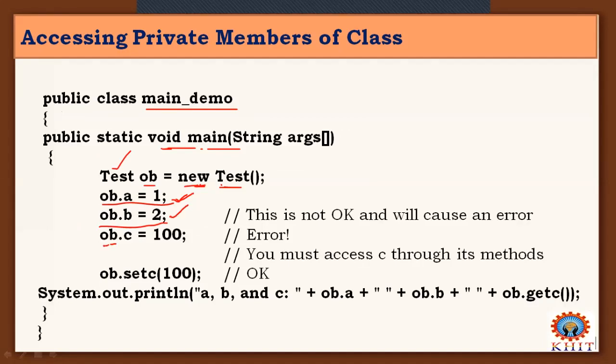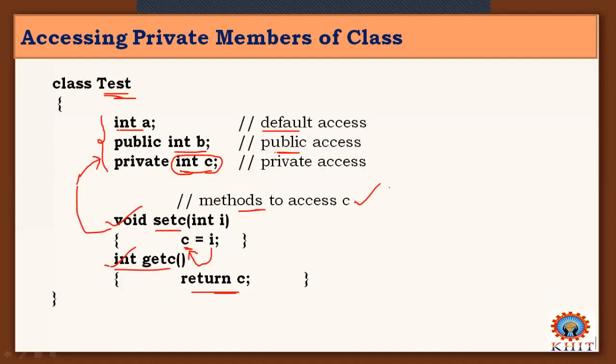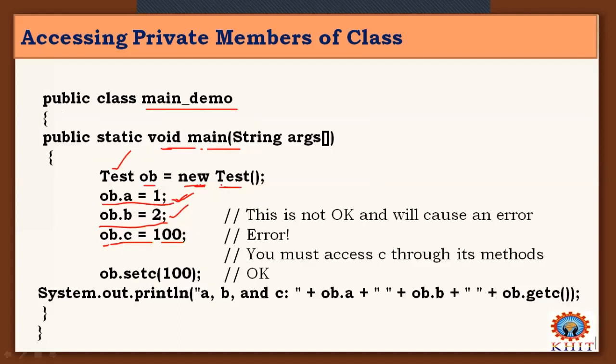Now coming to ob.c = 100. Is it possible? c is a private variable of the class Test. How can I access it, even by creating an object? It simply gives an error. It is not possible. It is a private variable. You cannot access it directly, even through an object or from outside. It completely gives an error.